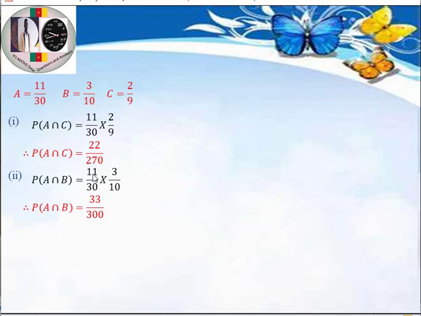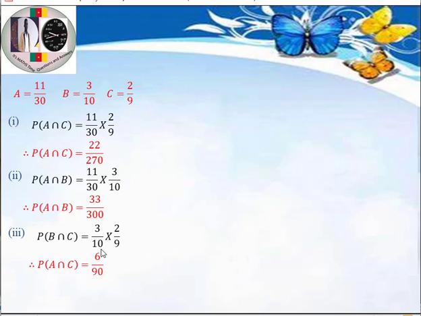So the probability of getting the C part, which is probability of B intersect C, will be again probability of B times probability of C, which will give us 3 on 10 times 2 on 9. So if we multiply 3 times 2, we are going to have 6 on 90. Again, we can simplify, or you decide to leave it like this.